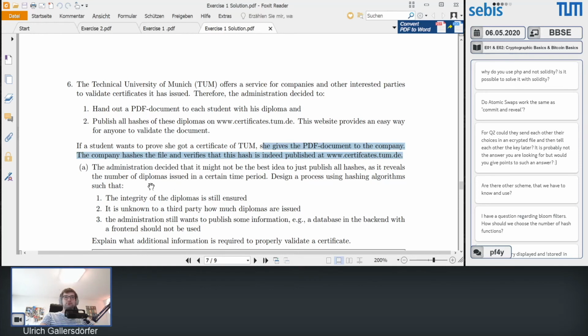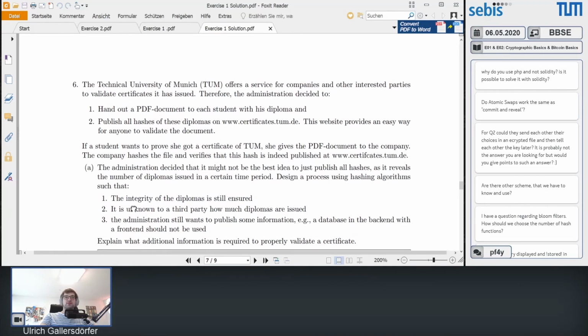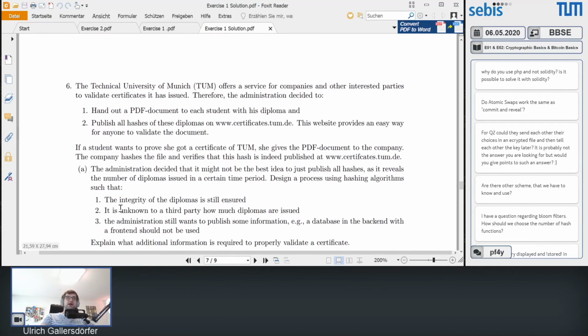certificates.tum.de. A. The administration decides that it might not be the best idea to just publish all hashes, as it reveals the number of diplomas issued in a certain time period. Design a process using hashing algorithms such that the integrity of the diplomas is still ensured. It is unknown to a third party how many diplomas are issued, and the administration still wants to publish some information, e.g. a database in the back end with a front end. Should not be used. Explain what additional information is required to properly validate a certificate.